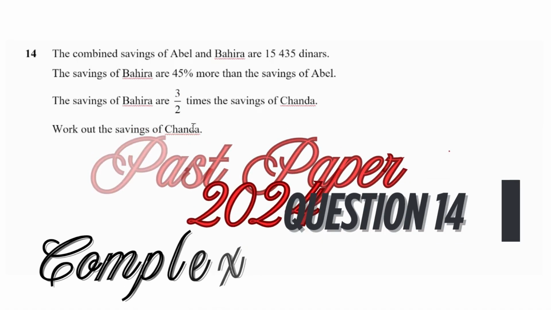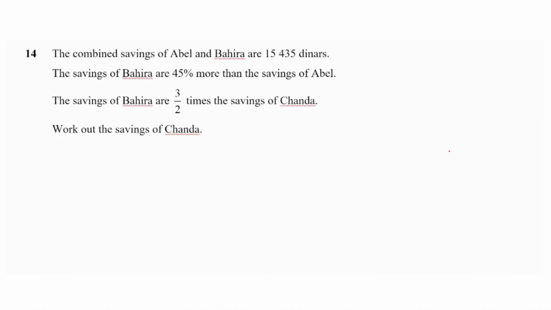This is question number 14. The question says the combined income of Bahira and Abel is this much. So let's write down here Abel and Bahira, their combined income A plus B is equal to 15,435 dinars. Okay, and the savings of Bahira are 45% more than the saving of Abel.